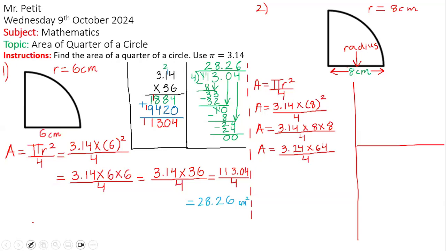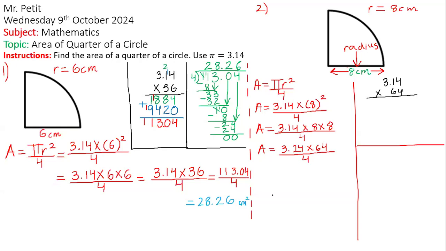So let's check and see. We multiply them. We have 3.14 multiplied by 64. That's why it's very important for you to know your tables, so you'll be able to multiply these.